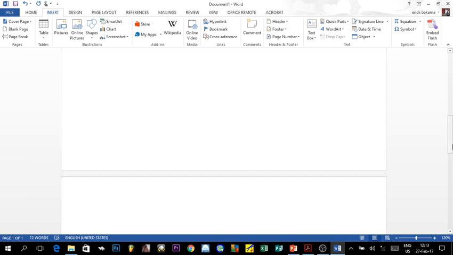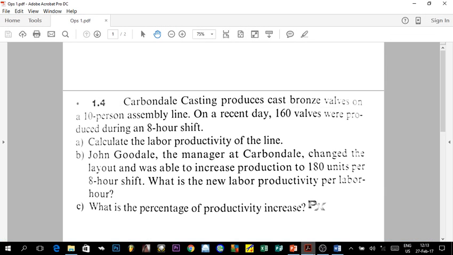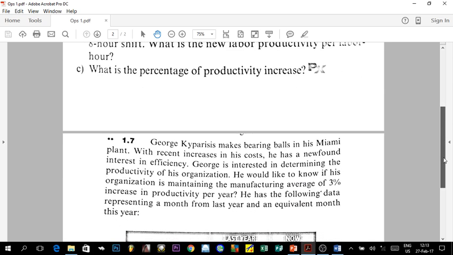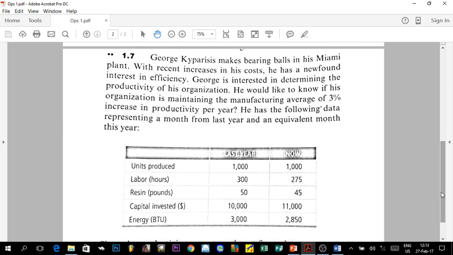So we're going to go to our second question, which is question 1.7, still in the same book, the 9th edition. But the first exercise that we just did, as you notice, was only a single factor productivity, only about labor productivity. Now this one is a bit more combined. We're going to use the multi-factor. So they are saying that George Caparizis makes bearing balls in his Miami plant.